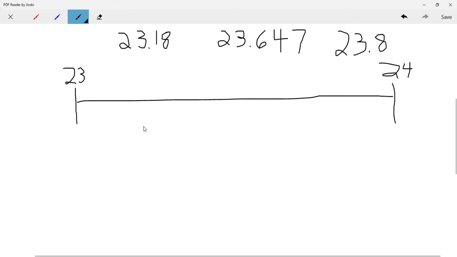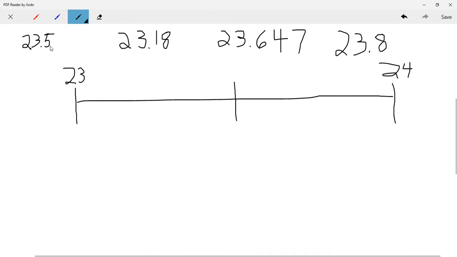Alright, today we're going to talk about rounding to the nearest half. Now, rounding to the nearest half is like rounding to a whole number, but you add in a half, right? So a half in between 23 and 24 would be 23 and 5 tenths.